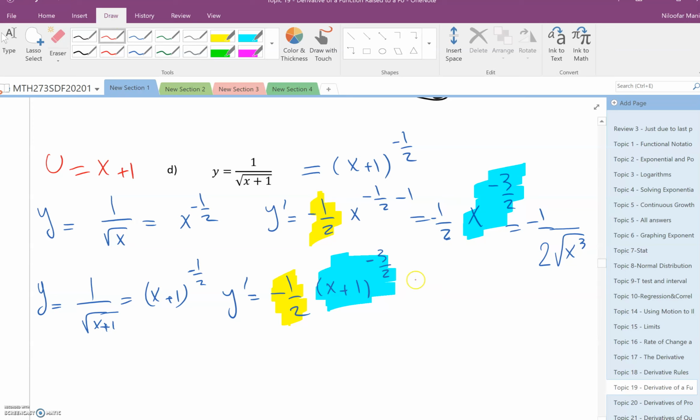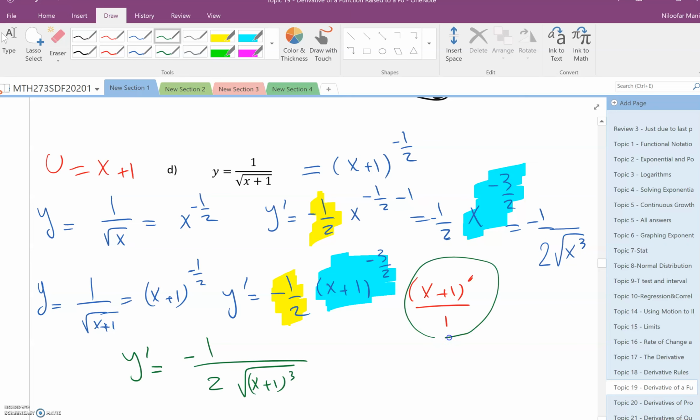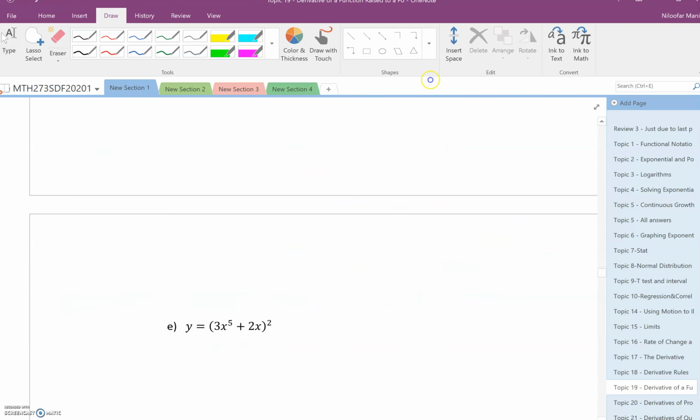But surprisingly here, when I do derivative of u, which is inside, it's just 1. So y prime is minus 1 over 2 radical x plus 1 power 3, and times 1. So I don't need to write it. This is 1, because derivative of x plus 1 is 1. So this is the answer here. And then I can continue. If you find any mistake, just email me.